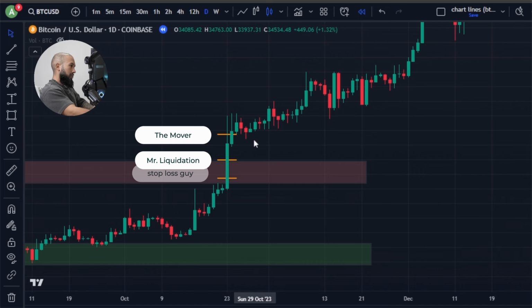So all these types of traders provided all this liquidity for the market maker to come in and exploit them, take the liquidity, and then continue to move price up.